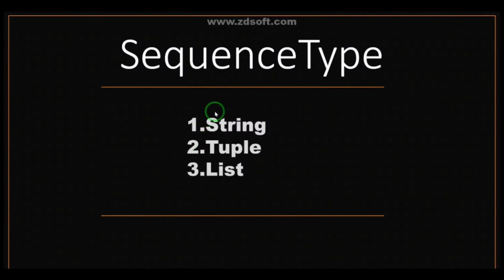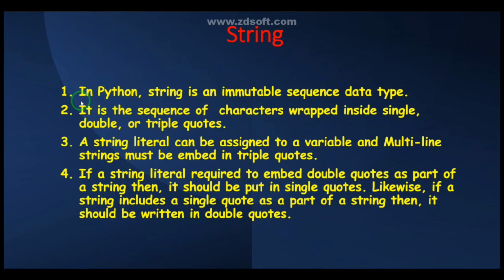Coming to the next part, let us discuss the actual topic, the sequence types: string, tuple, list. But in this video I am focusing totally on the string data type only. So let us go. What is a string? In Python, string is an immutable sequence data type. What do you mean by immutable? Suppose I assign A equal to Intense Programmer, and later I try to change the value of A to something different, it doesn't happen. Once it is initialized, we can't change the value of A.